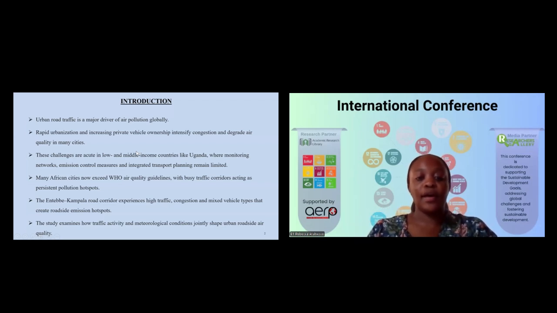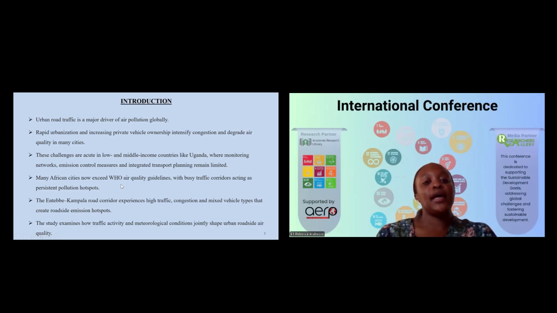Air pollution from urban traffic is a pressing environmental and public health challenge globally. Due to rapid urbanization and increasing private vehicle ownership, there has been increased congestion, which degrades air quality in major cities. In cities like those in Uganda, there is limited advancement in emission control technologies and integrated transport planning. Many cities exceed the World Health Organization air quality guidelines, mainly concentrated on traffic corridors as the critical zones.